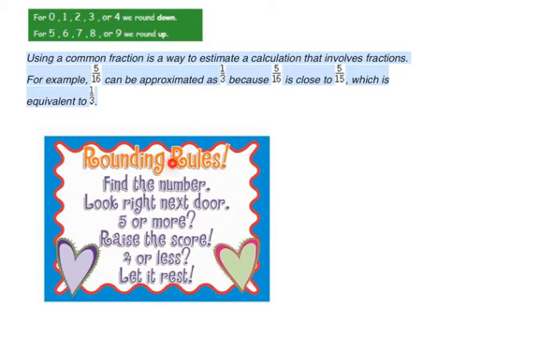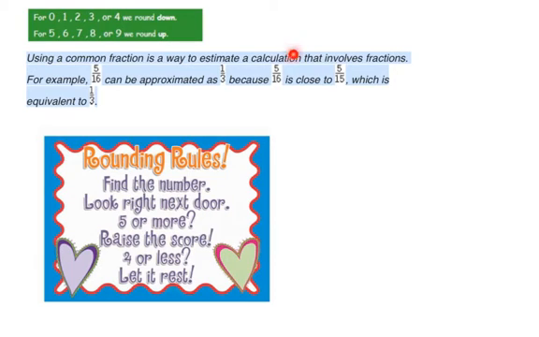Here's a little rhyme so you can remember that if you have trouble with it: find the number, look right next door. 5 or more, raise the score. 4 or less, let it rest. So that number is going to stay the same, is what let it rest means. And that's what rounding down is, keeping that number the same.